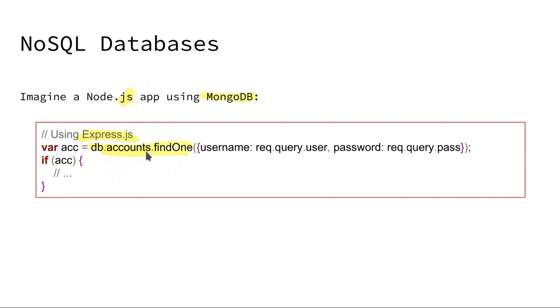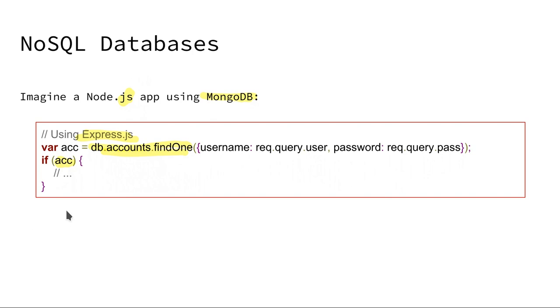not table, but node. The accounts in the accounts. It's not called table, but how's it called? An account schema, whatever. You say find one username. You take the username from the query, and password. You take the password from the query. And if that returns a result, then you do something with the result, the user's logged in.